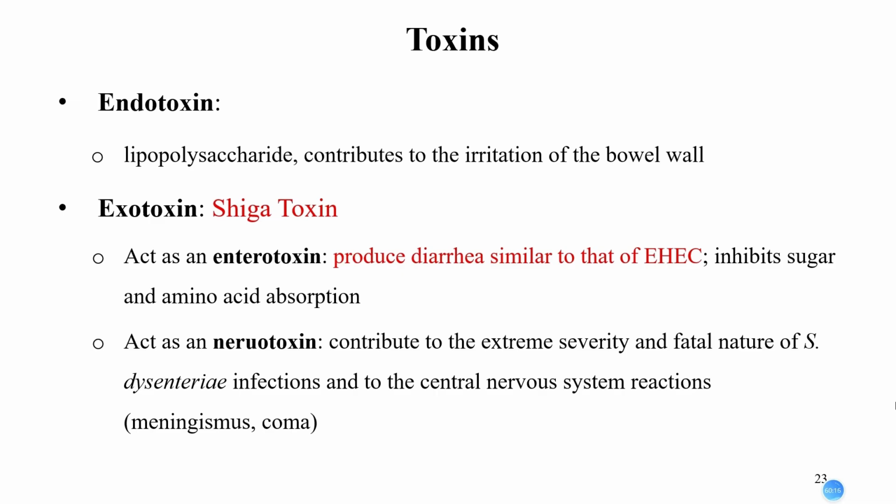The endotoxin, that's the lipopolysaccharide, LPS, causes inflammation or irritation in the bowel wall, in the intestinal wall. While the exotoxin, the Shiga toxin, can act as both enterotoxin and neurotoxin. As an enterotoxin, it leads to diarrhea similar to that of the EHEC we just mentioned. And it can also inhibit sugar and amino acid absorption.